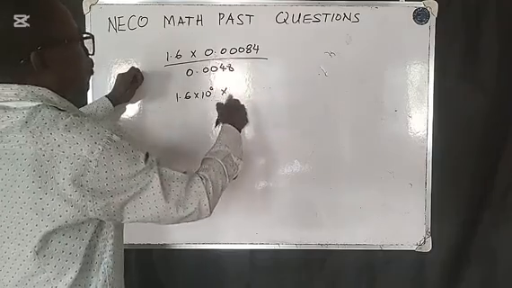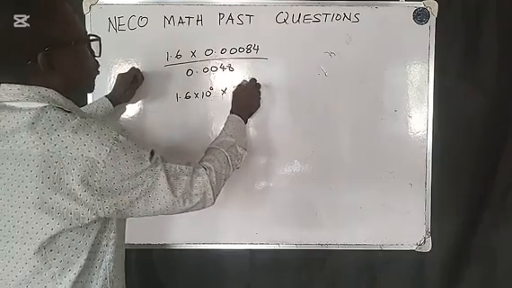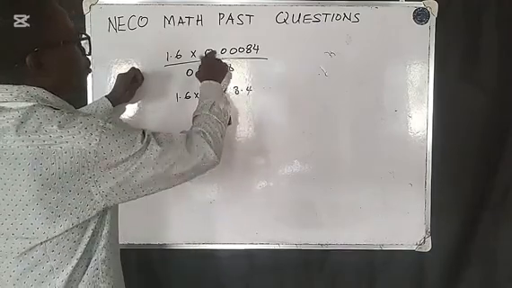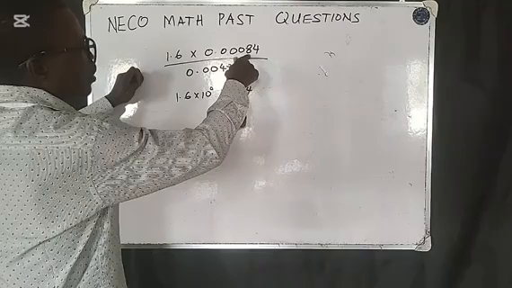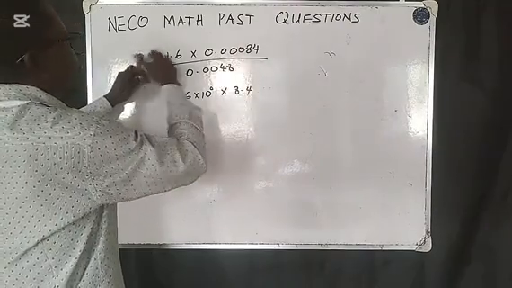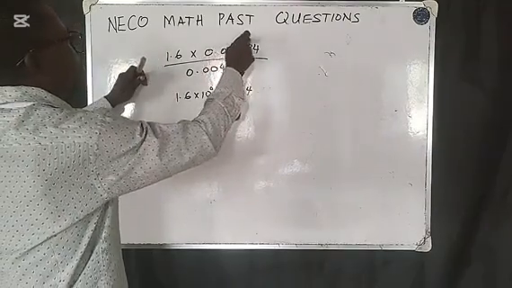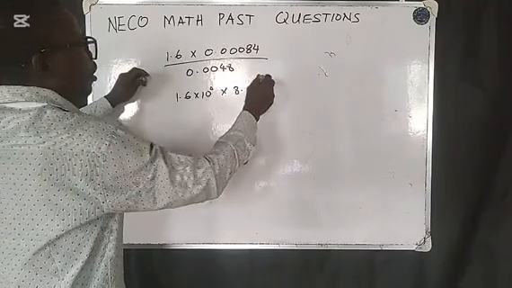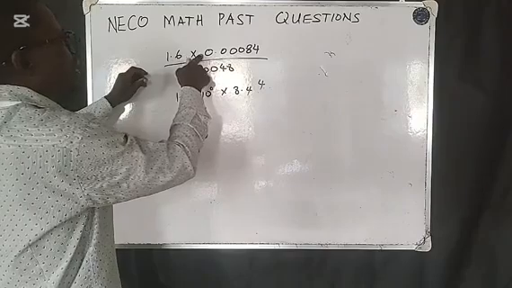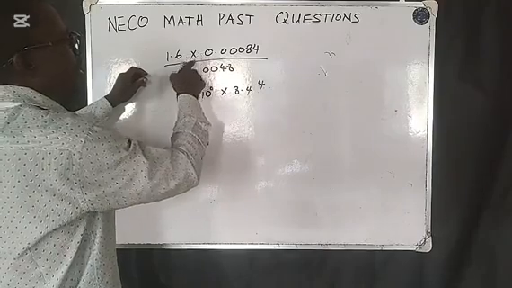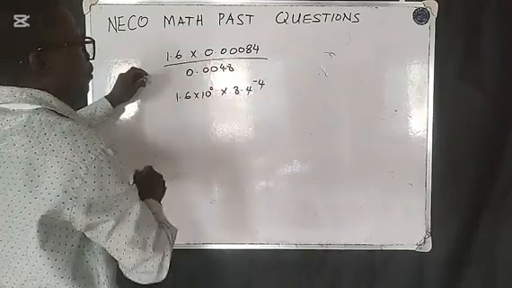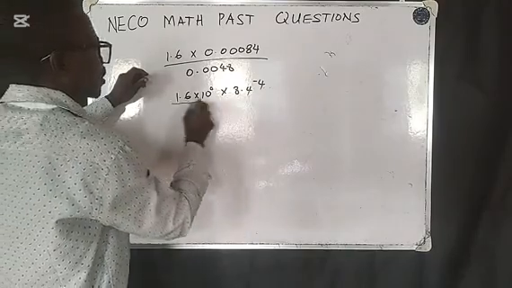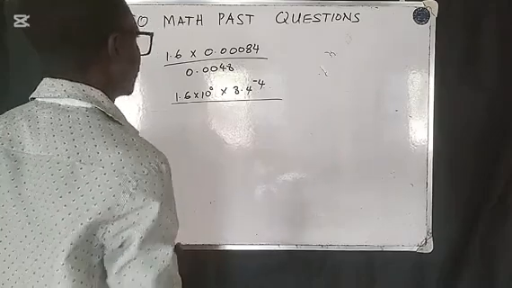This one in standard form will be 8.4. You move the point to the first non-zero digit. Then how many times do we move it? 1, 2, 3, 4. 4 times. Write 4. Because the number is less than 1, you introduce negative. So that is it. Raised to the power of negative 4.